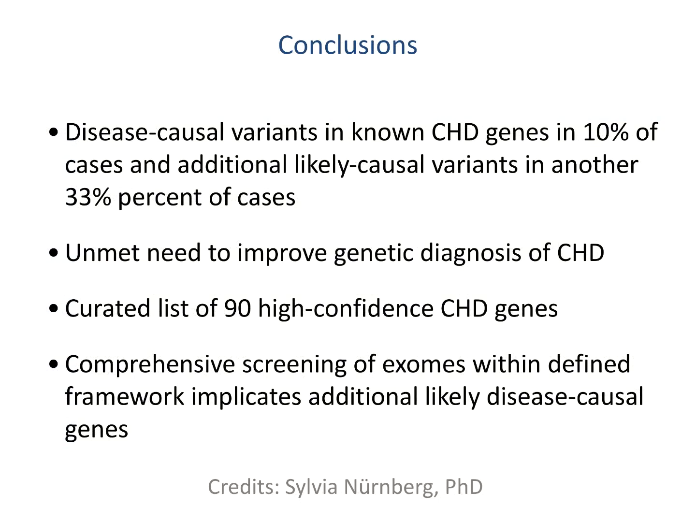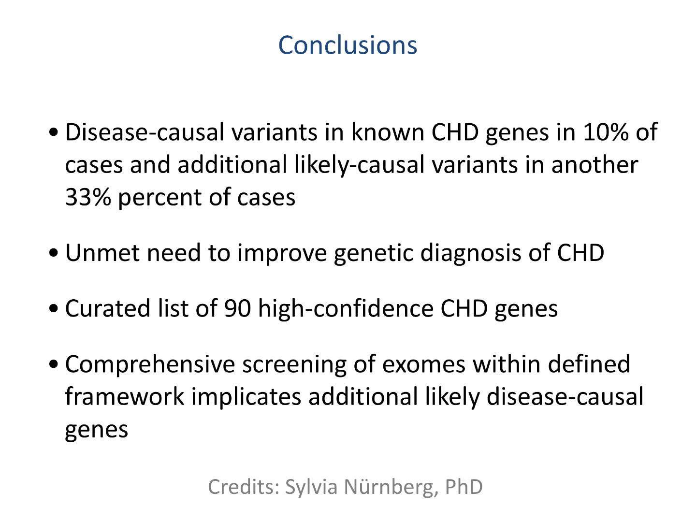In conclusion, with their two-tiered approach, the authors identified disease-causal variants in known CHD genes in 10% of the cases and additional likely causal variants in another 33% of the cases in a cohort of 30 families with sporadic or familial CHD. From a clinical perspective, this study addressed an unmet need to improve the genetic diagnosis of CHD by generating a dynamic, high-confidence list of disease-causing genes.